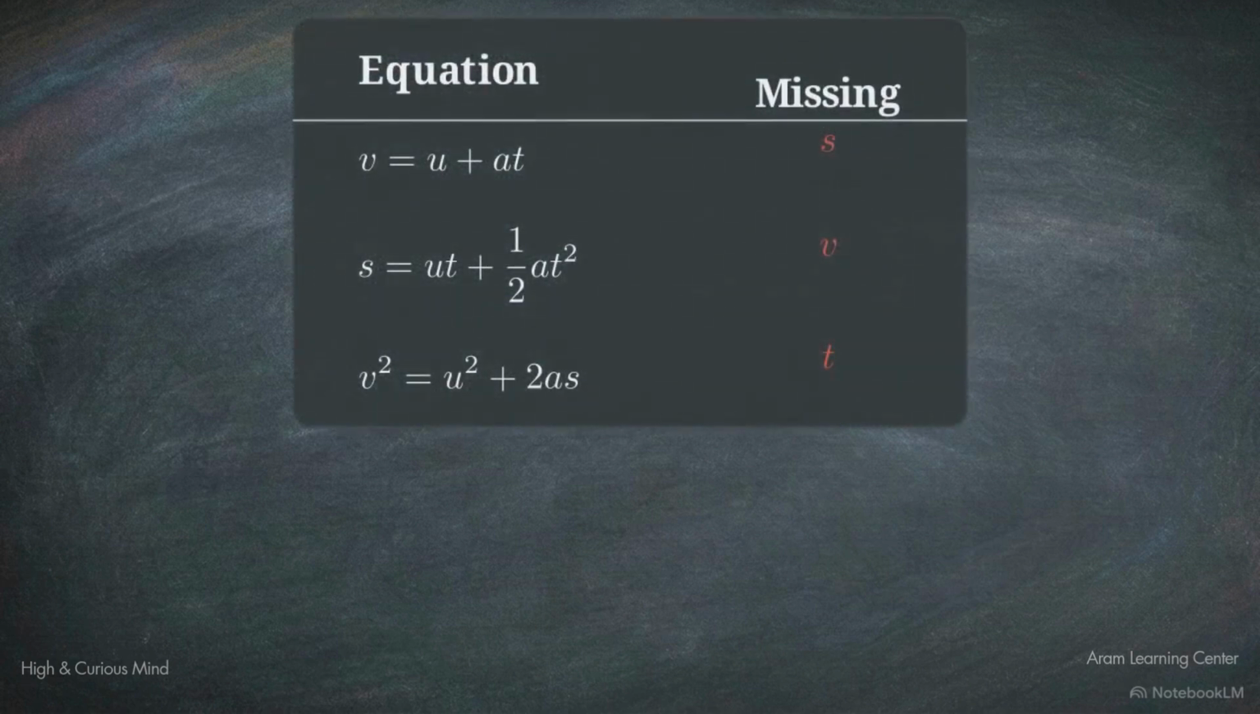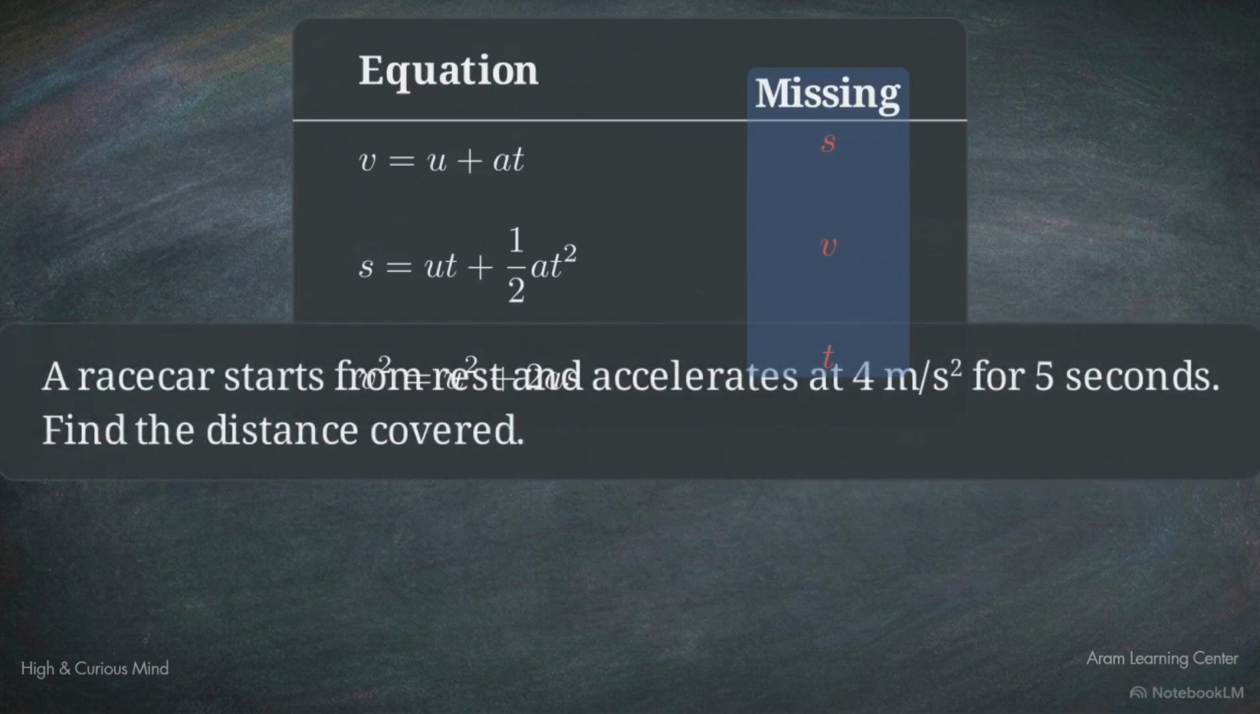When faced with a problem, list the 3 variables you know and the one you're trying to find. Then choose the equation that deliberately ignores the 5th unmentioned variable. Let's test this strategy. A race car starts from rest and accelerates at 4 meters per second squared for 5 seconds.